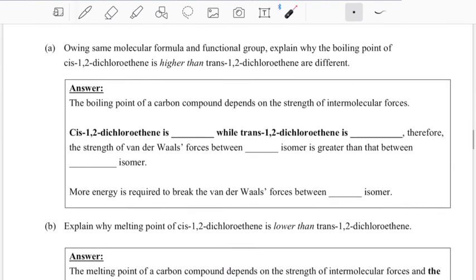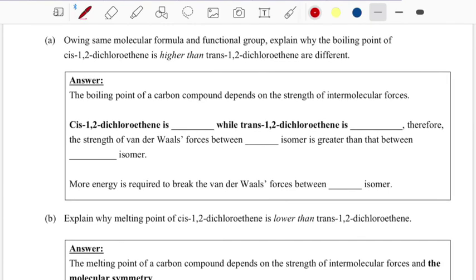So let's try to fill in the blank here. Cis-1,2-dichloroethene is polar, while trans-1,2-dichloroethene is nonpolar. Therefore, the strength of van der Waals forces between cis isomer molecules is greater than that between trans isomer molecules. So more energy is required to break the van der Waals forces between cis isomer molecules.